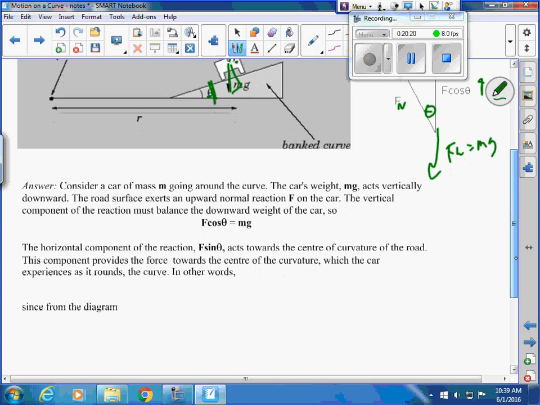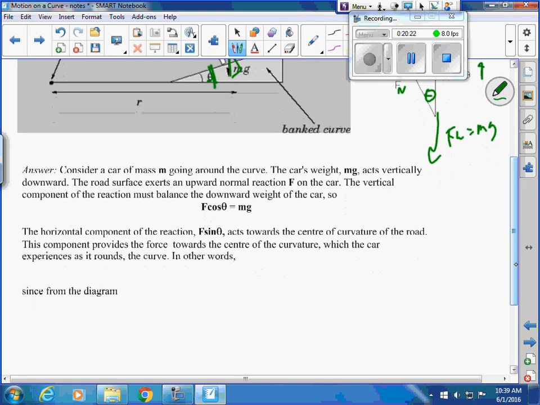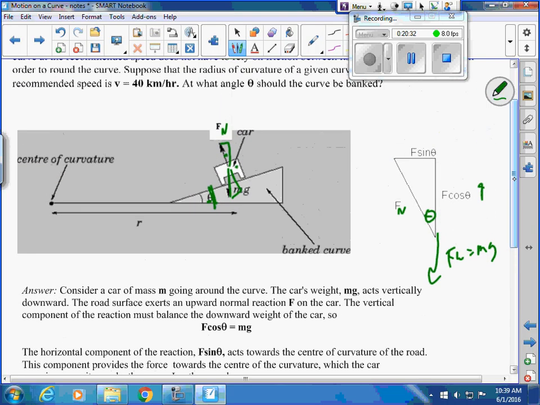The horizontal component of the reaction, F sine theta, acts towards the center of the curvature of the road. This component provides the force towards the center of the curvature, which the car experiences as it rounds the curve. In other words, this F sine theta becomes the centripetal force because it's directed towards the center. F cos theta is up, F sine theta is towards the center. That's our centripetal force. And here's the part where I always mess up, so back to the notes.